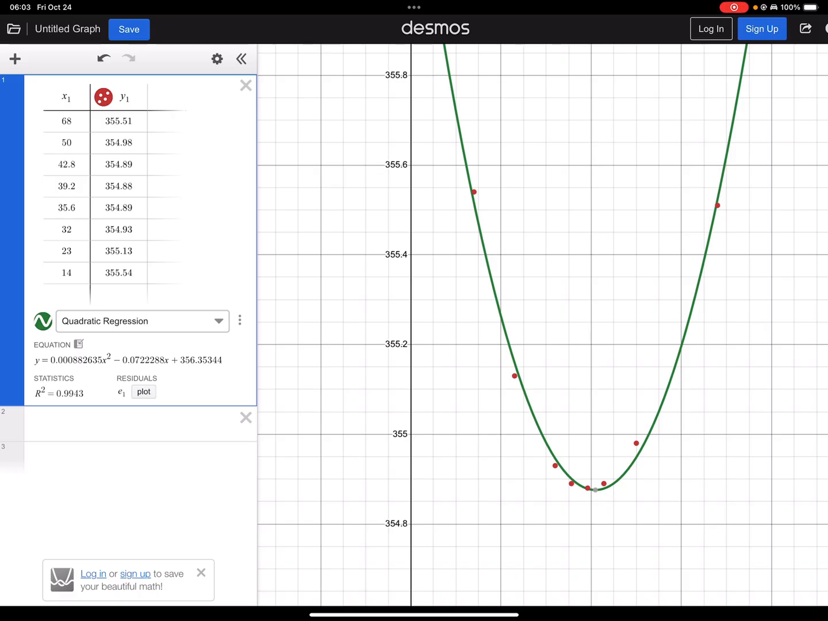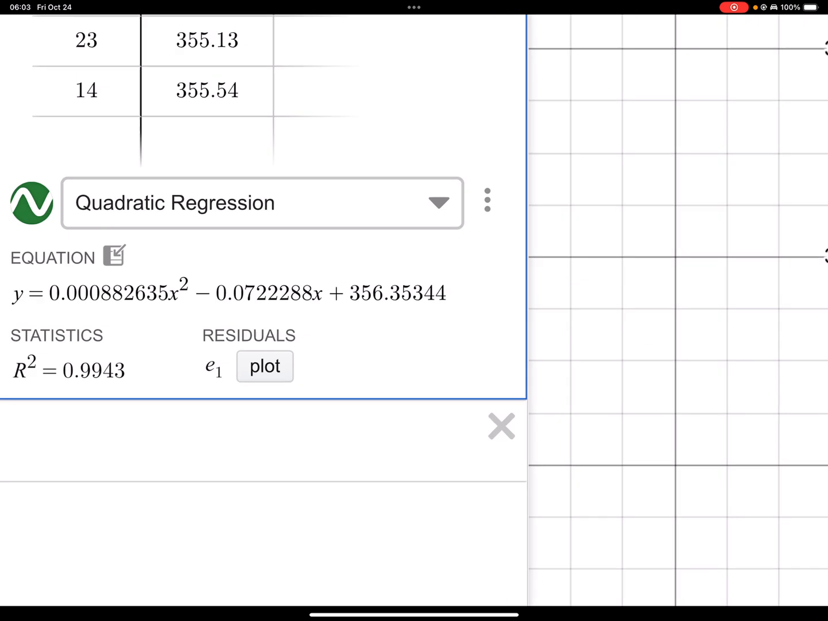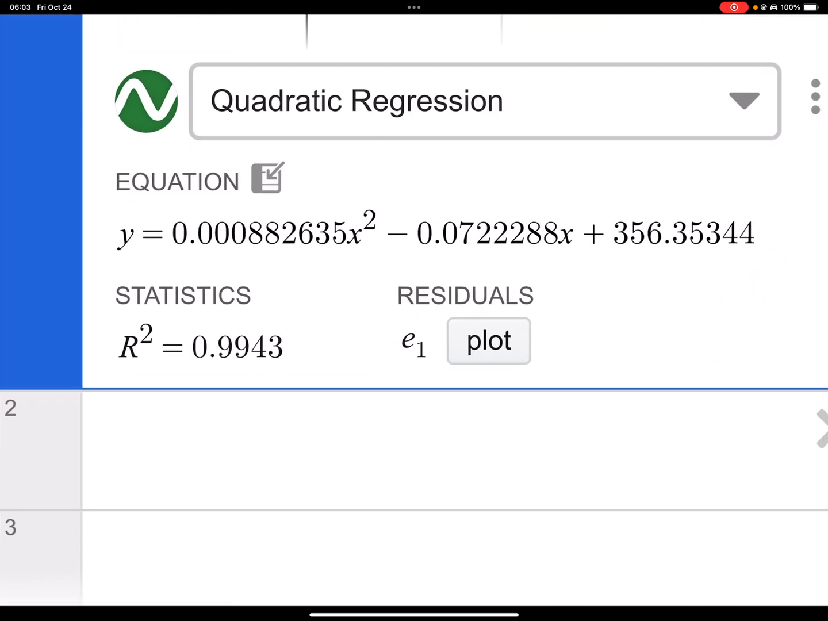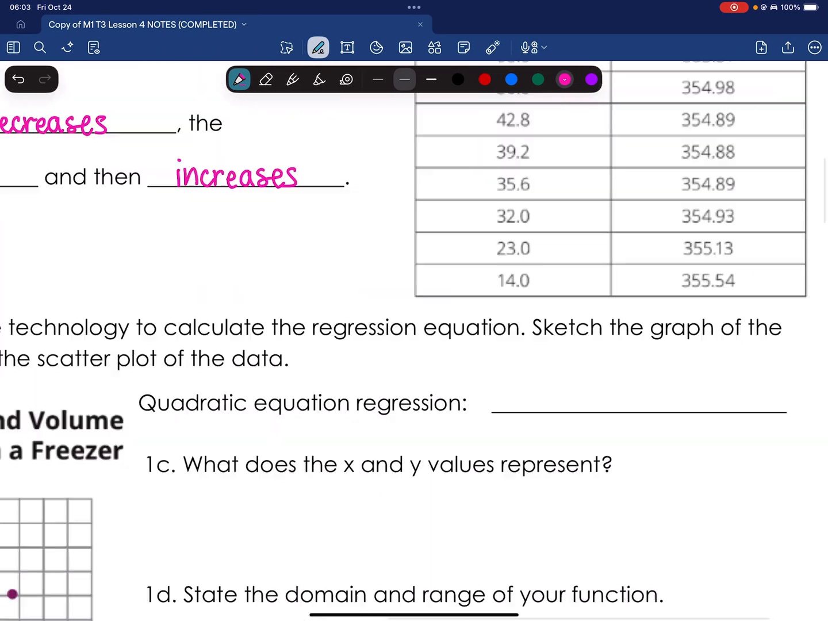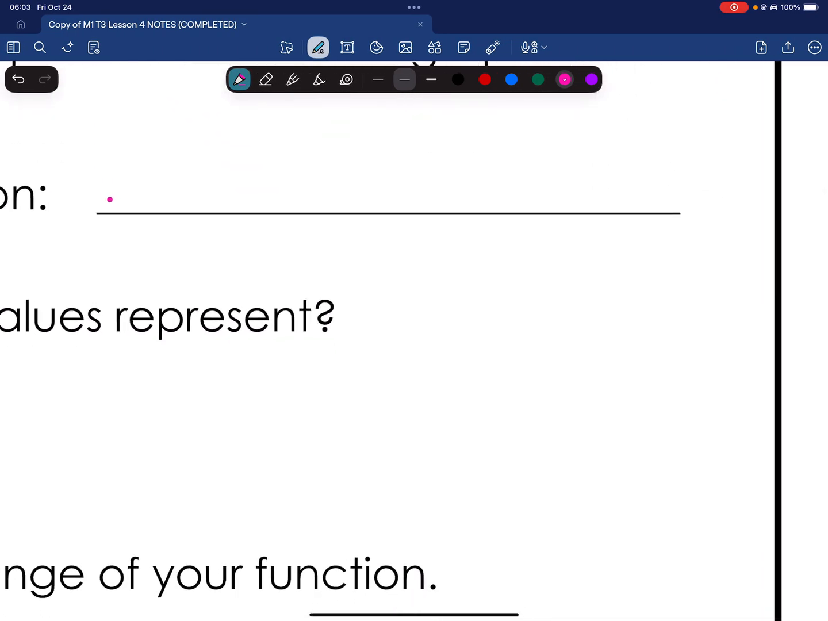So this equation down here is the equation of our quadratic regression, and that is what we need to write on our notes. So let's go ahead and write that on our notes. We're going to round to 3 decimal places, except on the first one, we're going to round to get at least 8. So we're going to write our equation.